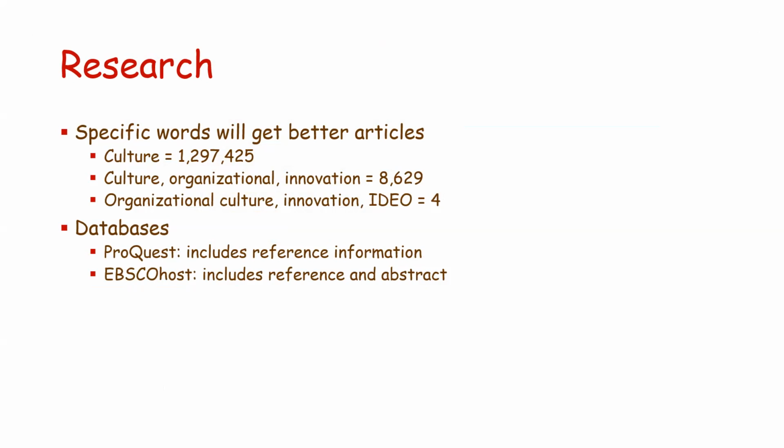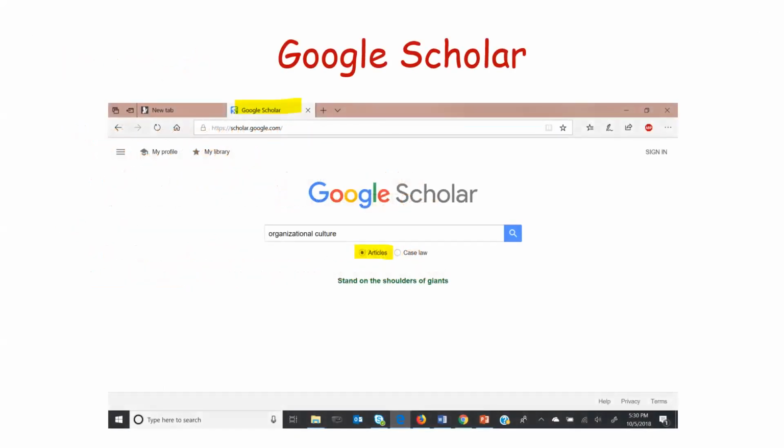And as I mentioned, there are different databases, and I like EBSCOhost because it includes the abstract. Note for you, the way they do the reference here is not necessarily APA format, so you need to make sure you change it to APA format for your paper. Google Scholar is another really good source.